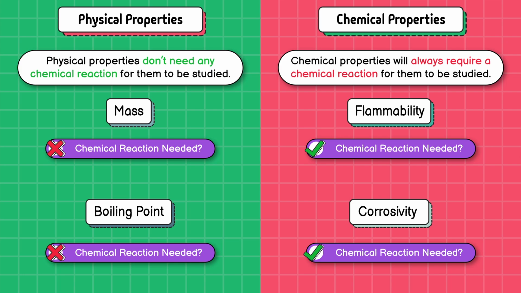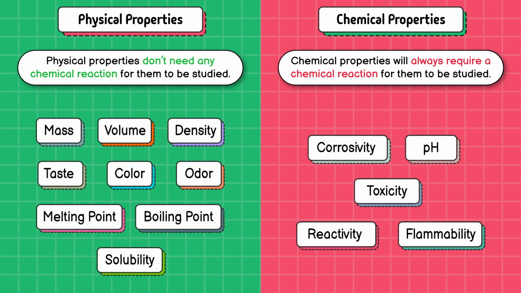Therefore, we say that any property of matter that doesn't need a chemical reaction for it to be studied will be classified as a physical property, and the property that requires a chemical reaction for it to be studied will be classified as a chemical property. And these are some examples of physical and chemical properties.